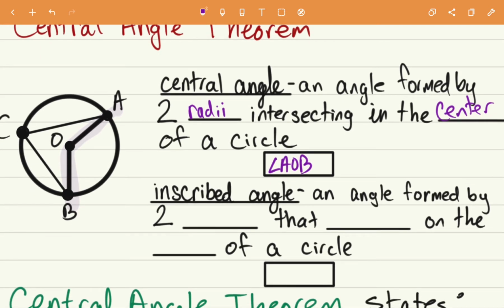Then we have our inscribed angle. The inscribed angle is an angle formed by two chords that intersect on the edge of a circle. So that would be angle ACB right here.